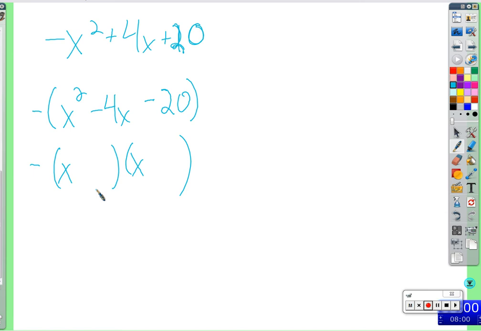How about if we make it, instead of negative 4x, just negative x? Make it just negative x. Can we factor that?